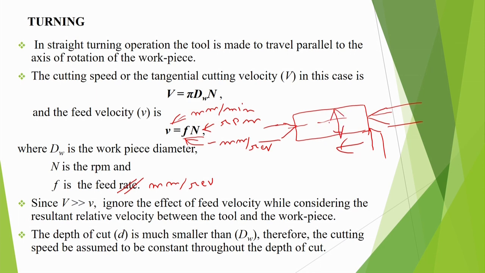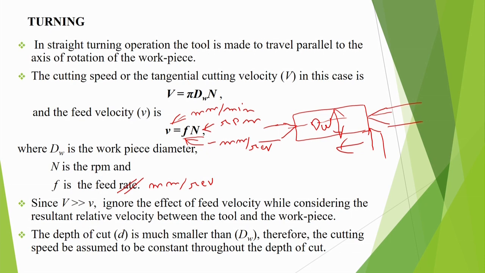Suppose in the beginning you have diameter dW. N is the RPM and F is the feed, that is millimeter per revolution. We generally don't say feed rate. Some people say feed rate if it is in millimeter per second, but we just say feed, that means it is millimeter per revolution. In one revolution of the work, how much the tool will advance. Generally, it may be about 0.1 millimeter per revolution also.